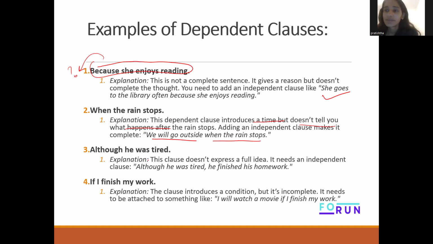Although he was tired. Again, it's not complete. This clause does not express a full idea. It needs an independent clause. Although he was tired, he finished his homework.